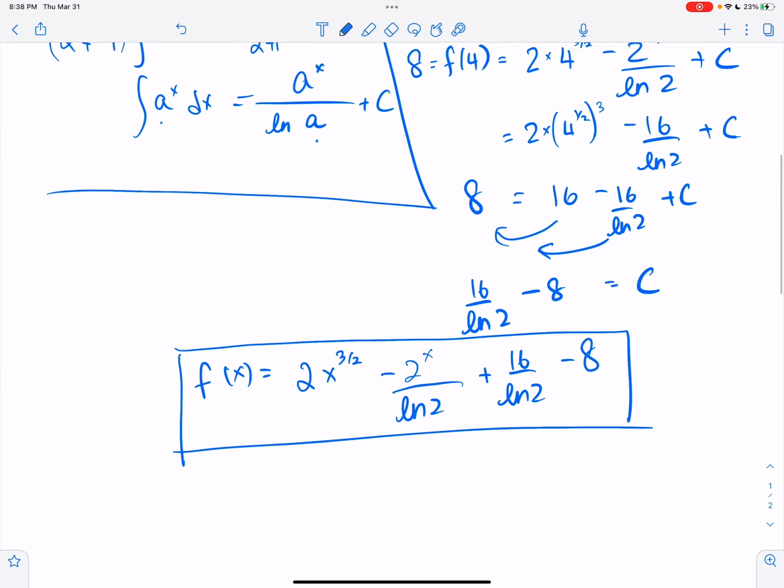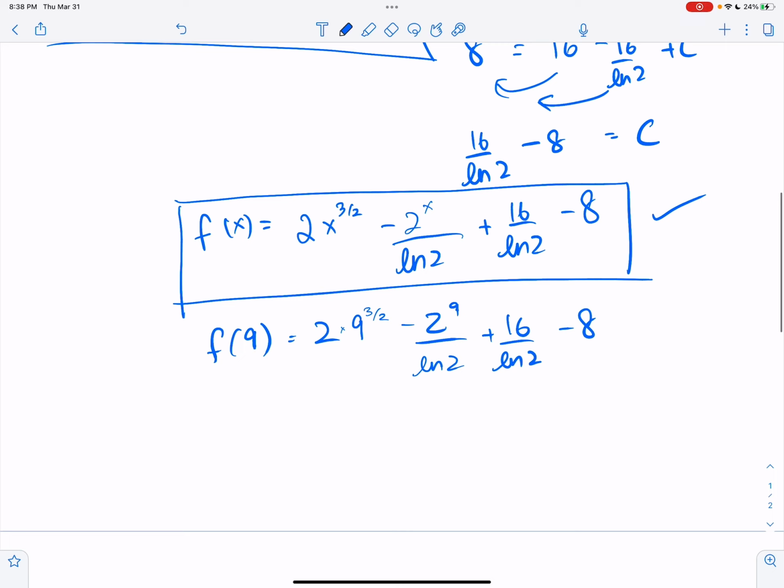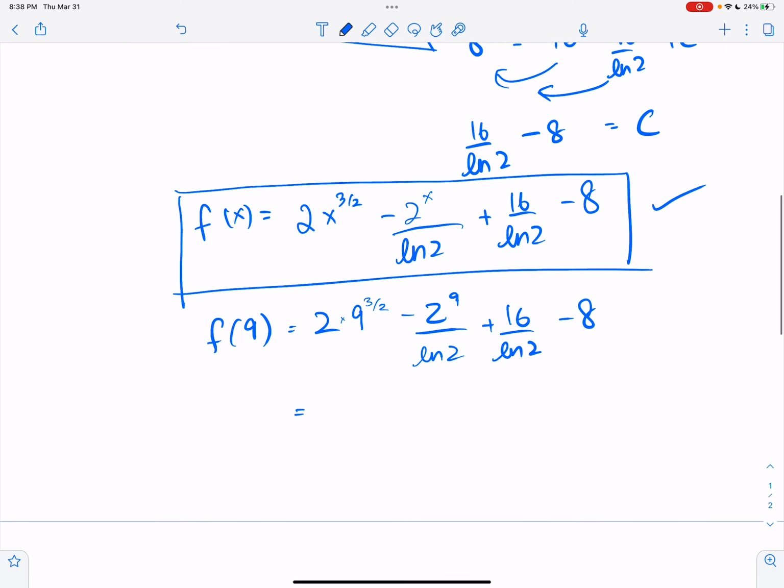All right. And now, next part, you're asked to find f of 9. So easy, just plug in 9 into this. Okay, what is 9 raised to 3/2? First, you raise 9 to the 1/2. You get 3. 3 cubed is 27 times 2. It's 54. What is 2 to the 9th?